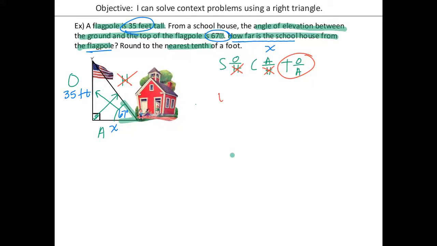So I have the tangent of my angle, which is 67 degrees, is going to equal the opposite side of 35 over the adjacent side, which is x. And then remember, anytime we have a fraction with a variable, we have to multiply both sides by the denominator. So what do we multiply by? x on both sides. So x tangent 67 degrees equals 35. My x is not by itself. How can I get the x by itself?